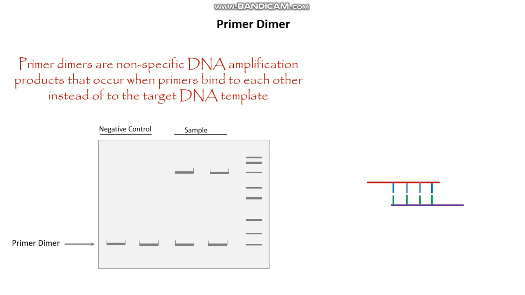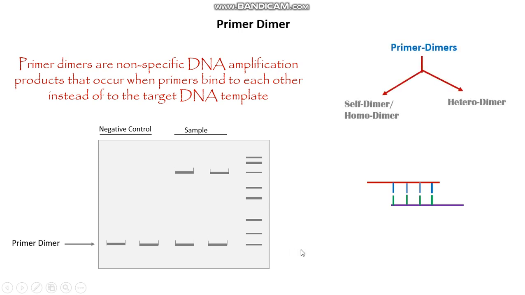So here, as you see, in the negative control group, where there is no template, you can see some kind of band in the bottom part. These are the primer dimers because there is no template. So here is the primer dimer classification. There are two different kinds of primer dimers: self dimer or homodimer, and heterodimer.